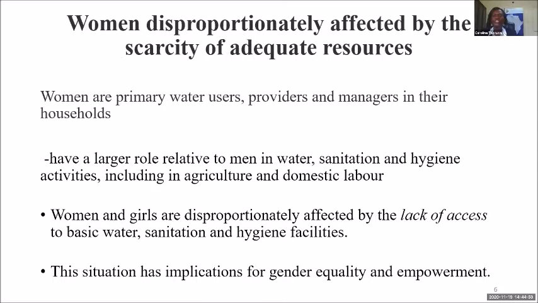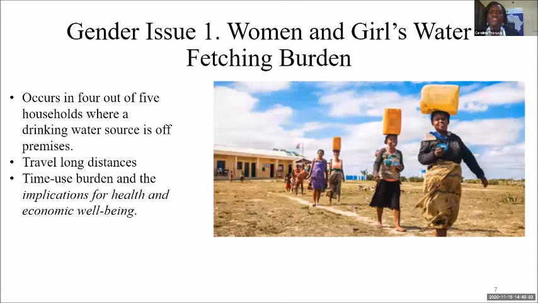The first one is women and girls' water fetching burden. We all know that women travel to get water depending on where they stay, and that has implications for wealth and economic well-being.